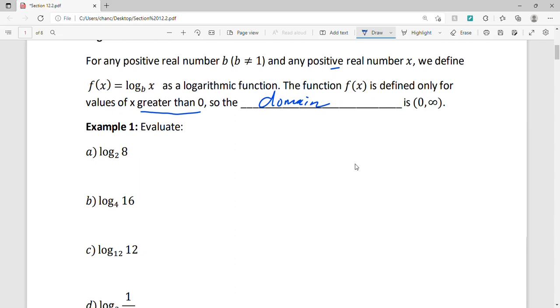Part A, we're looking for log base 2 of 8. The base is 2. What exponent do we need to raise 2 by to get an 8? Well, that implies that 2 cubed is equal to 8, and that means log base 2 of 8 is 3. Now, try the next examples on your own and see if you know how to evaluate logarithmic functions.